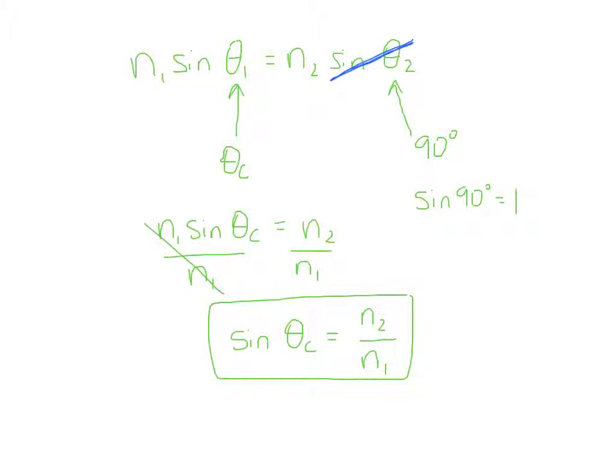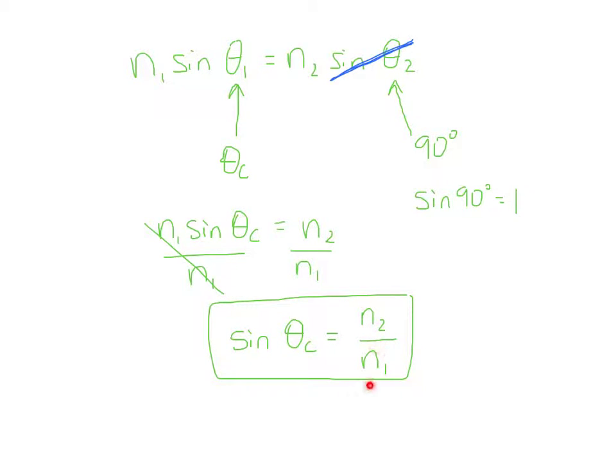Notice that the way the answer works out, whenever you take the sine of any number, the answer is always a number less than 1. So the only way this can be a number less than 1 is if n1 is greater than n2, which means it has to go from a higher index of refraction, the n1, to a lower index of refraction, the n2, in order to have a critical angle.